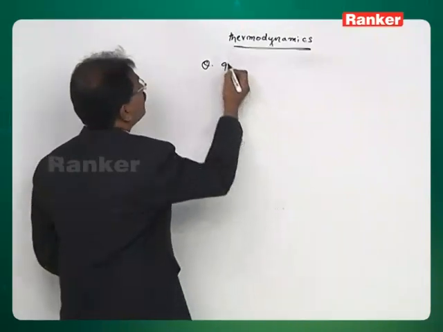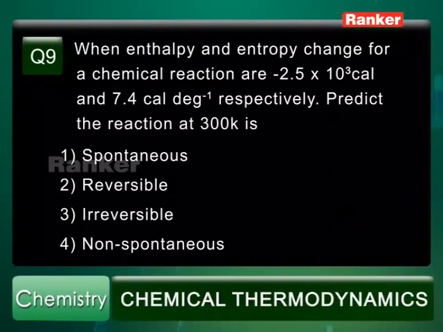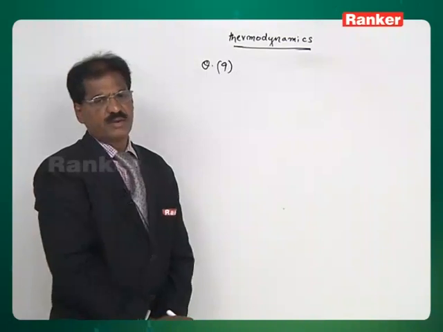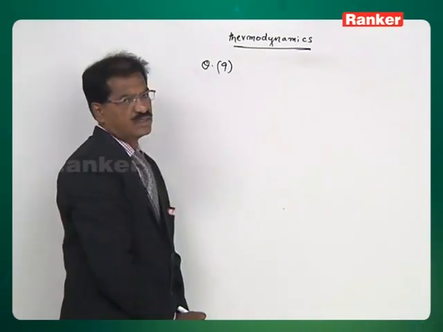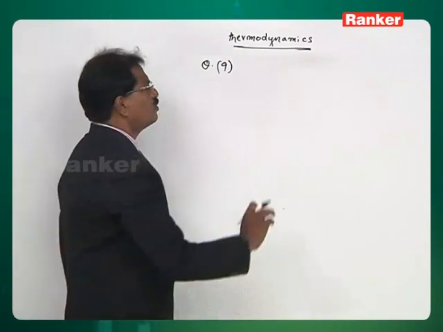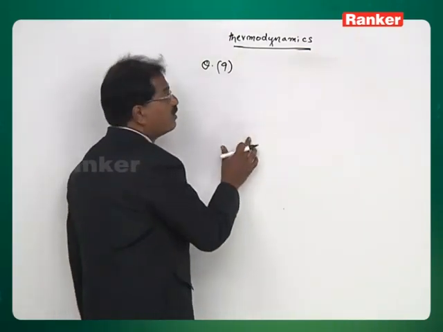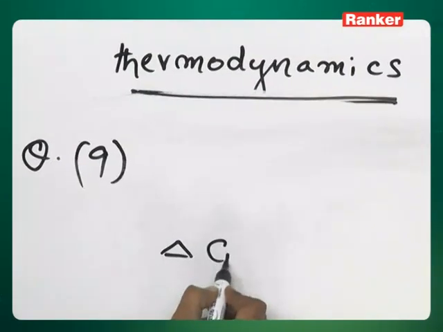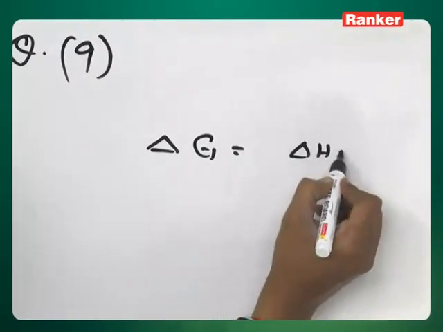Next, question number 9. When enthalpy and entropy change for a chemical reaction are minus 2.5 into 10 power 3 calories and 7.4 calories per degree respectively, predict the reaction at 300 Kelvin. The options given are spontaneous, reversible, irreversible, and non-spontaneous. Based on the data given in the problem, we have to find out whether the reaction is spontaneous or non-spontaneous. Whenever enthalpy change and entropy change are given, in order to find out the spontaneity, you calculate del G through this expression.